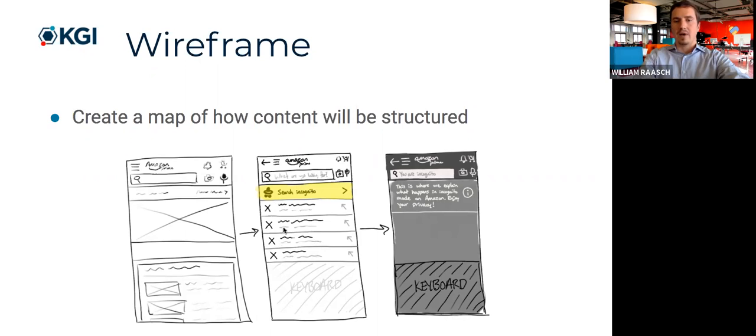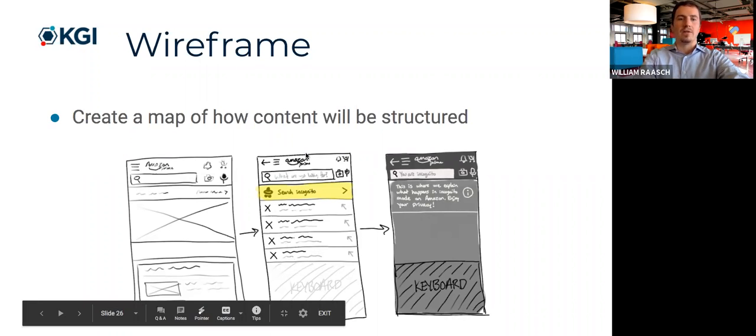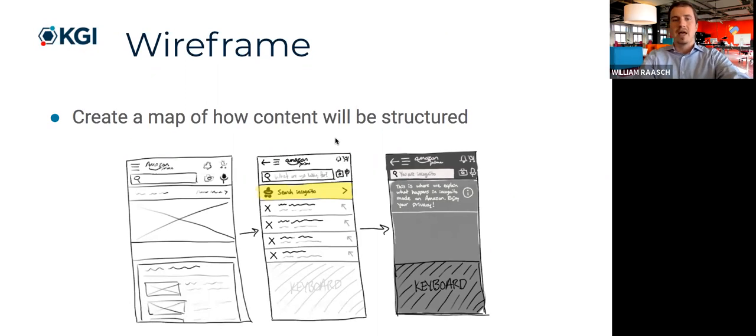And, you know, how does the keyboard get involved? How does this look if it were to be on mobile versus on desktop? It's really all about how the content will be structured and put onto the screen. So again, they try to stay away from design because that can just kind of muddy the waters, right? If you go with design, people might not like the design and therefore not like the idea. If you stick with a wireframe, you can really just get to the basics of what this idea is and what it's supposed to do.